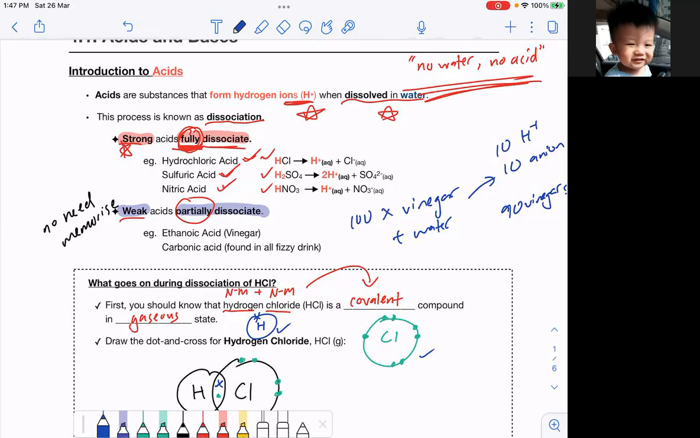But you can understand that the lesser the dissociation, the weaker the acid. Because you look at the number of H plus that's formed. Not a lot. If I give you 100 pieces of nitric acid, what happens to all of them?